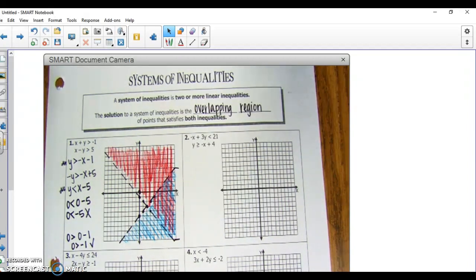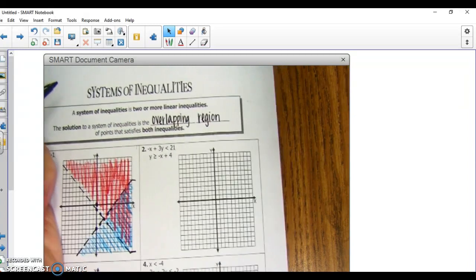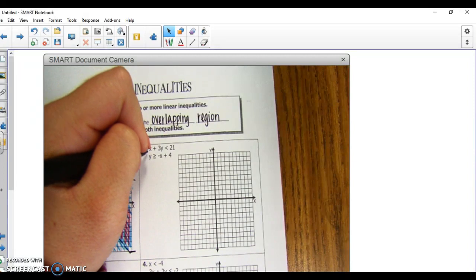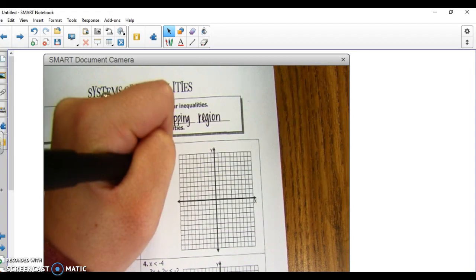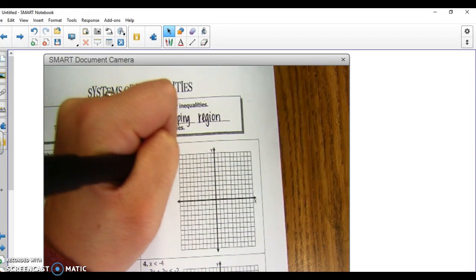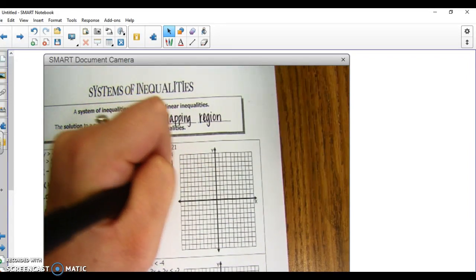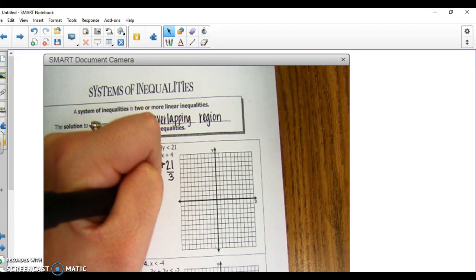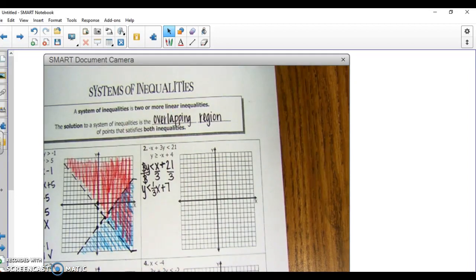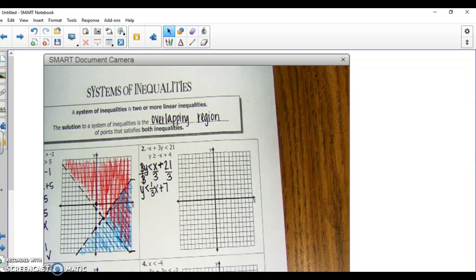All right, so I will do number 2 also. So I start with -x plus 3y is less than 21. So first thing I need to do is move my x. So I need to add it to both sides. So I get 3y is less than x plus 21. And then I need to divide everything by 3. So I get the equation y is less than 1/3 x plus 7. And then my second equation is already in slope-intercept form, so I don't need to do anything with that.